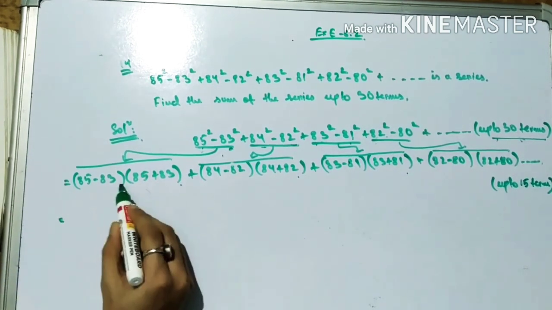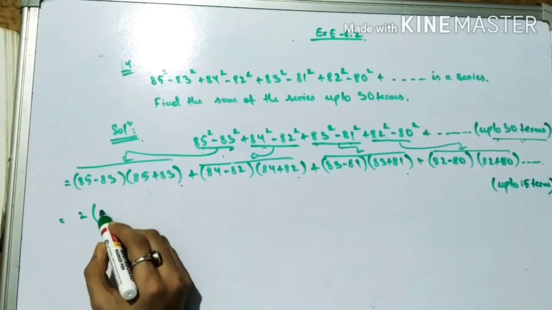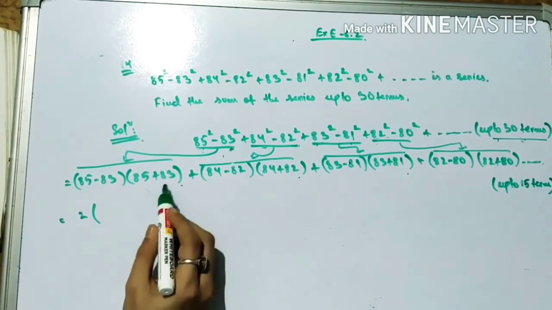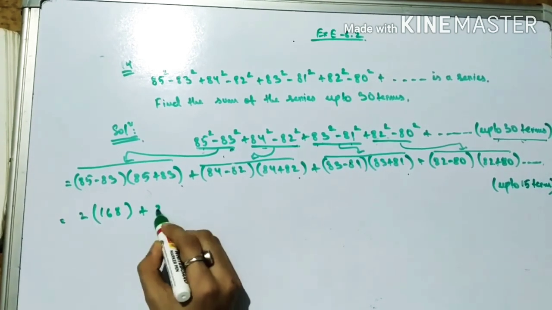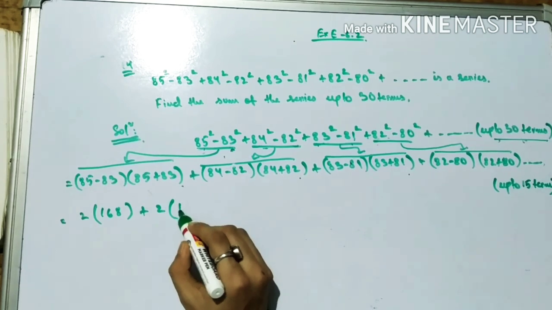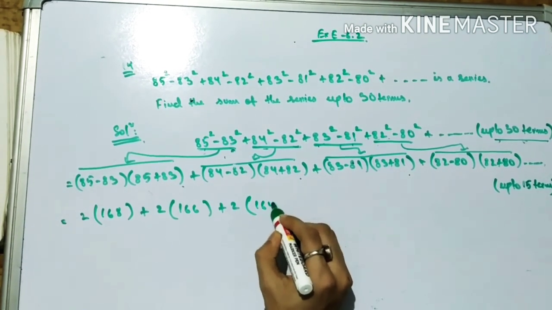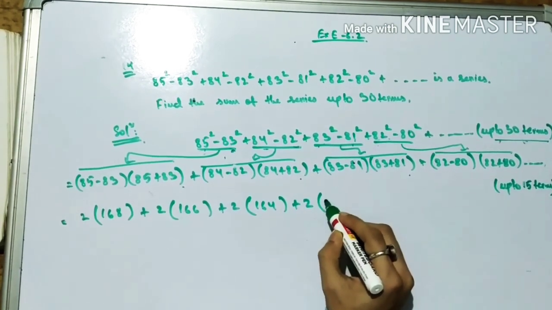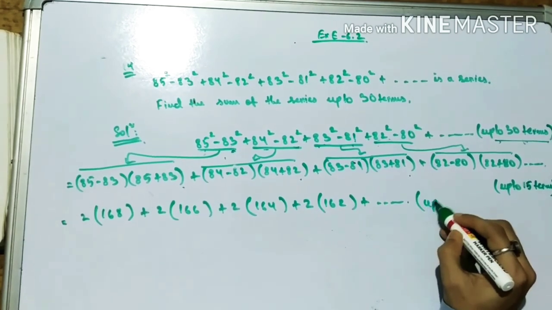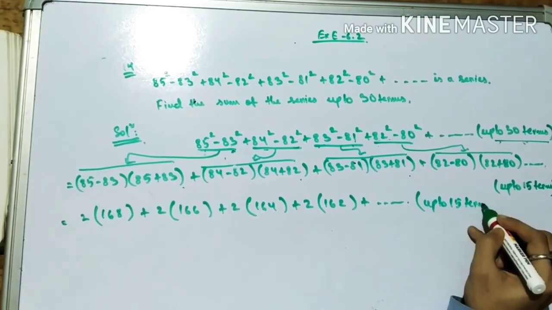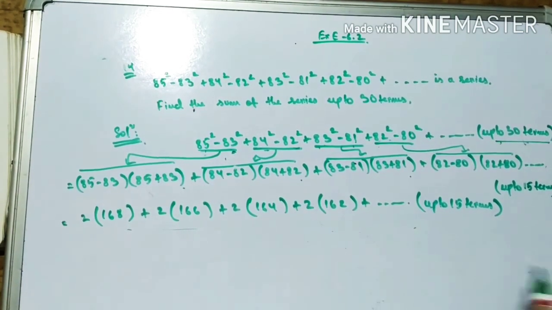So now if I solve this, this will be 2 into 85 plus 83, I will get 2 into 168, plus again 2 into 166, plus 2 into 164, plus 2 into 162, plus dot dot dot up to 15 terms. Yes, this series I will have to add up to 15 terms.